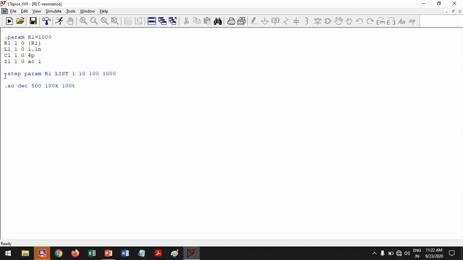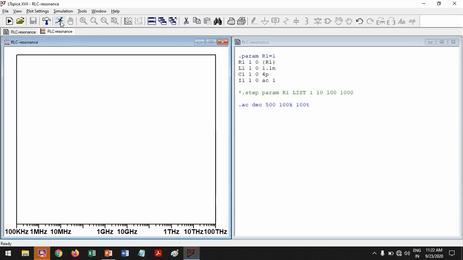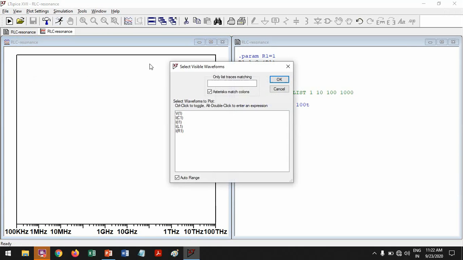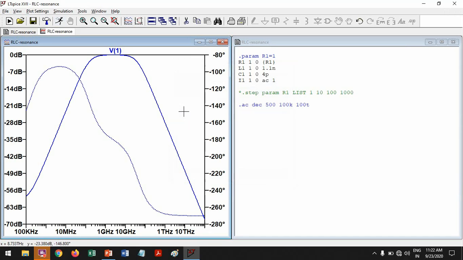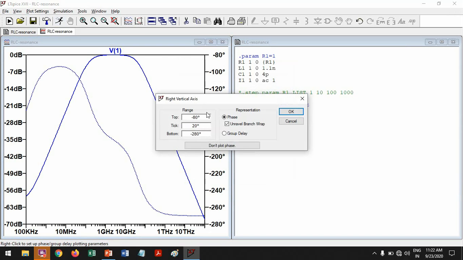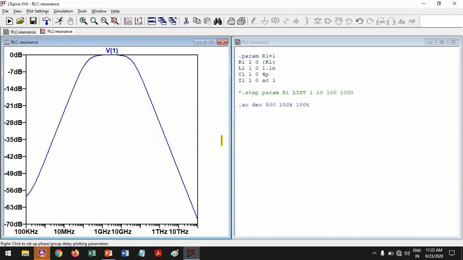Alright, so let us start with R equal to 1, and let's run this, and let's plot the voltage. So this is showing both phase and magnitude. We don't want to see the phase, so I'm removing the phase. So this is a plot which I already showed you. So this is for R equal to 1. Now what I want to do is watch this plot as we increase R.